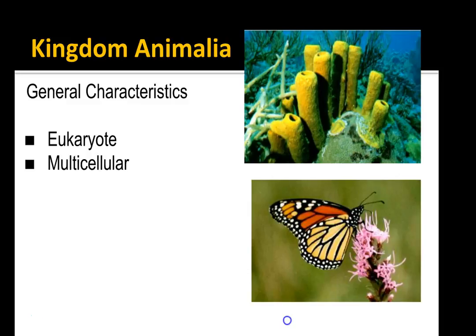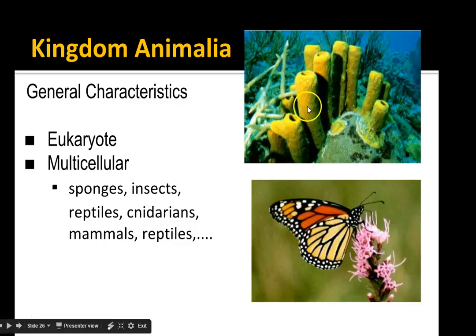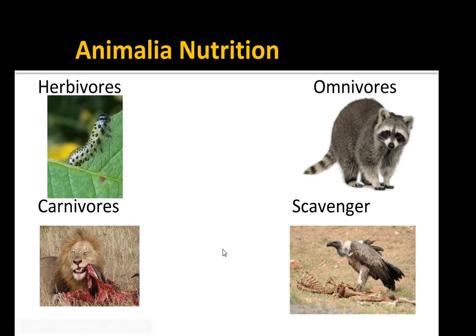So animals can range from simple types of sponges that can't move around and they rely on water to bring the food to them. Insects, the most diverse group of all of the animals. Reptiles, cnidarians, which are your jellyfish and sea anemones. Mammals, reptiles, the list goes on and on. So this is a very broad group of animals, and our focus is simply going to be on how do they get their food.